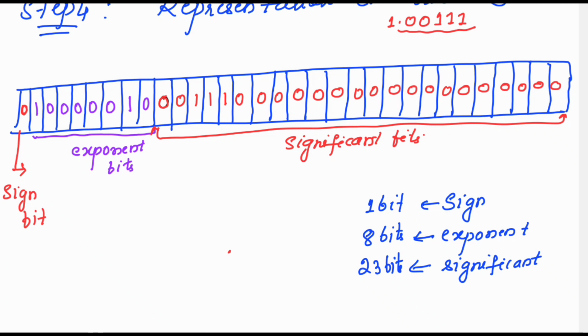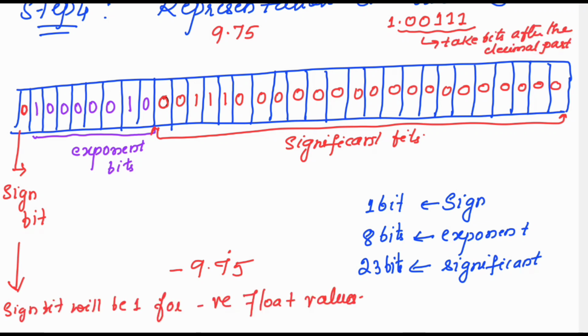So this is how a float value gets stored in the memory. And this is a positive float value because you have taken 9.75. Suppose the number is minus 9.75, the exponent part and the significant bits will remain the same as whatever I have shown. Only the sign bit will change here. So in this case, if it is a negative float value, then the sign bit will be 1. This is how a float value gets stored in the memory.